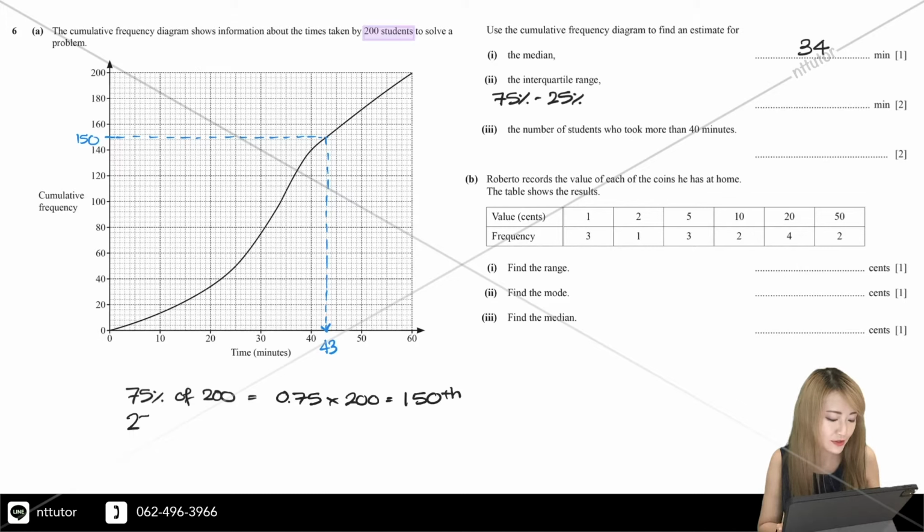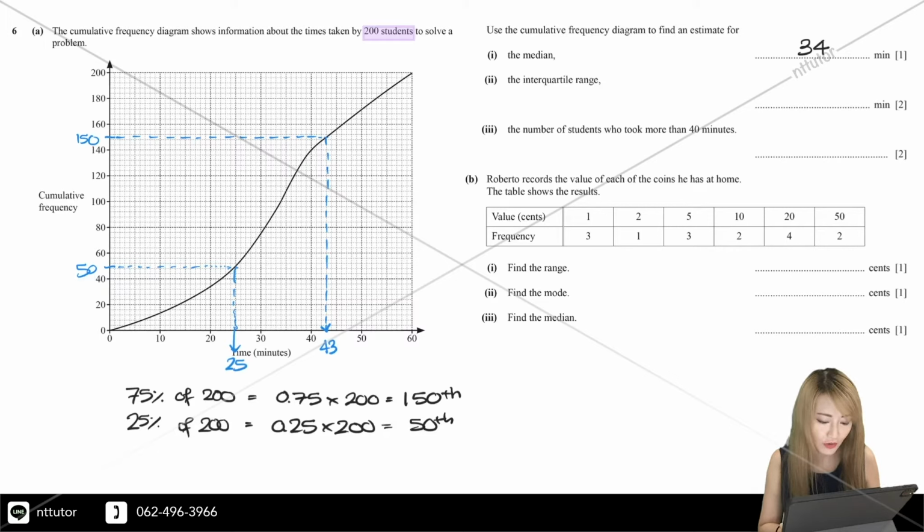So 25% of 200 is equal to 50. So we want to find the 50th student. So we go to 50 on the cumulative frequency, draw a line across and it hits the graph there. And it corresponds to 25 minutes. So the interquartile range is the difference between 43 and 25, so that's 18 minutes.